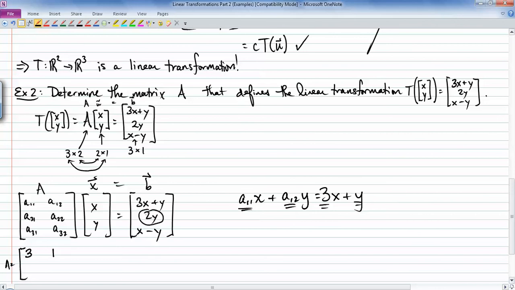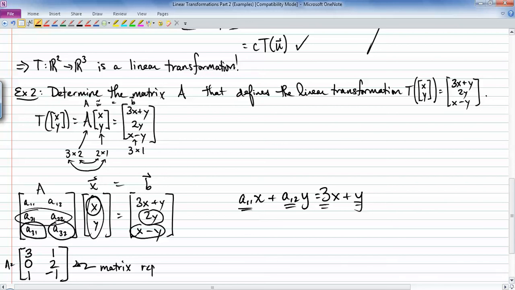And then to get the 2y in this row, I'm going to be multiplying these entries by x and y. I want no x terms, so 0 here, and I want 2 y terms, so 2 here. And then to get the last row, I want 1 x term and negative 1 y term. So 1 when I multiply this by x, and then negative 1 times y. So here is the matrix representing the transformation T. And since it's 3 by 2, you can tell that it takes a 2-dimensional vector and turns it into a 3-dimensional vector. Okay, hope that helps some.